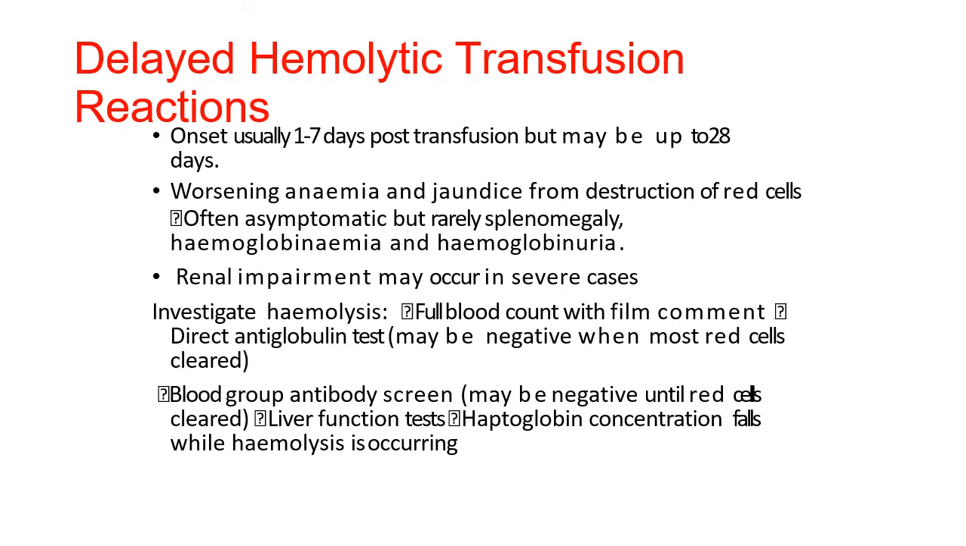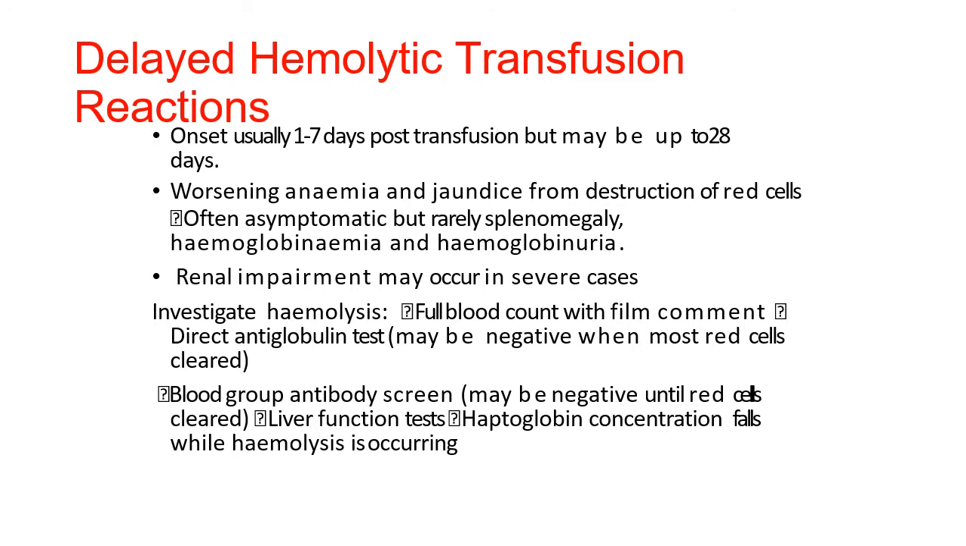Coming to delayed hemolytic transfusion reaction, the onset is usually 1 to 7 days post transfusion but can be up to 28 days. What happens in this is there will be worsening anemia and jaundice from destruction of red blood cells. It is often asymptomatic, but in some cases splenomegaly, hemoglobinemia and hemoglobinuria can be seen. Renal impairment is seen in severe cases.